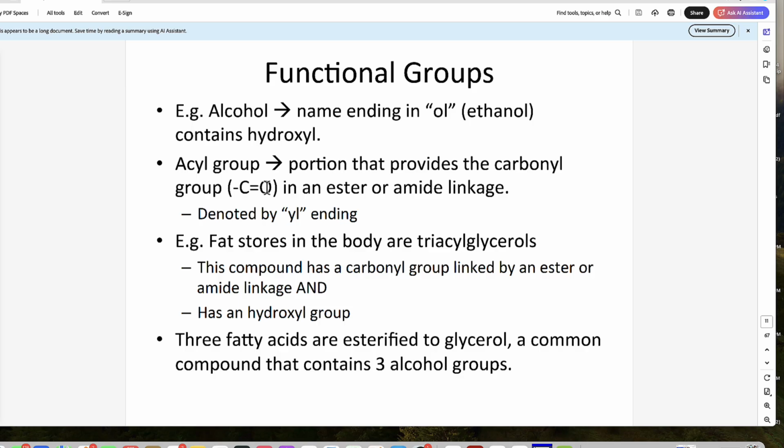Okay, so ultimately what I want to point out here is when you have names of molecules, you should be able to look at the name of a molecule and identify what functional groups are present, because it's highly indicative of the functional groups that are present and potentially its reactivity. Okay, for example, 3 fatty acids that are esterified to glycerol, that lets you know that there's a common compound that has 3 alcohol groups. Okay, "ol", alcohol.